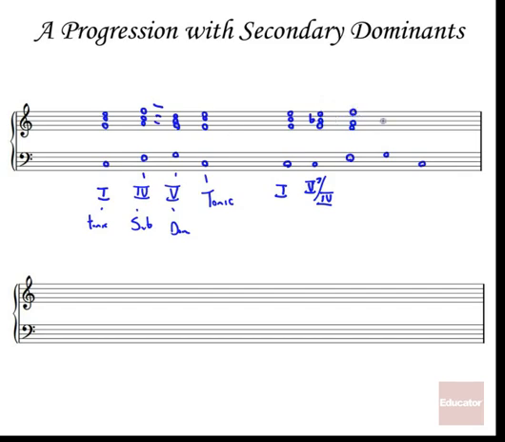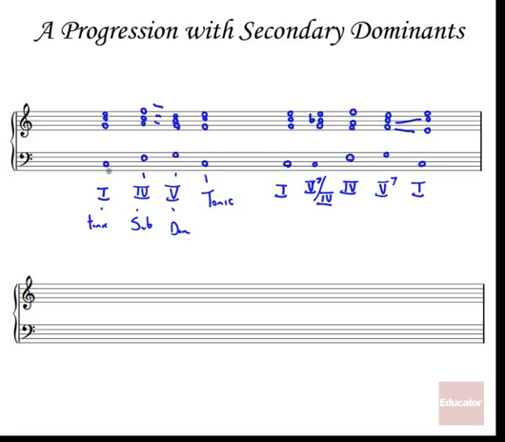And then this similarly, let's move this to a 5, 7 as well. So we can keep the F here, and then the A moves up to B, and the F moves down to D. And then resolving the 7th here, and the leading tone here, and then the D moving up to E. Okay, and now let's embellish this one step further with one more secondary dominant.